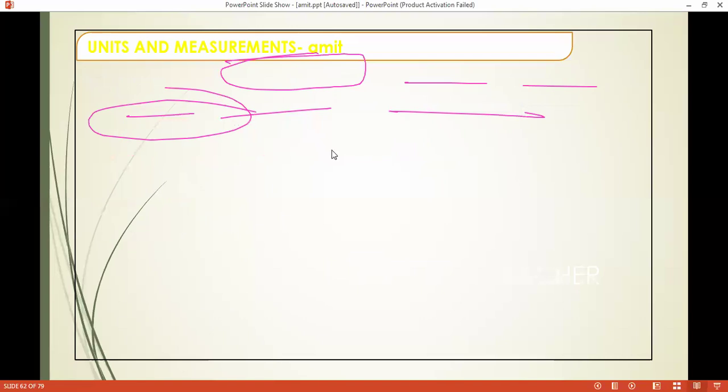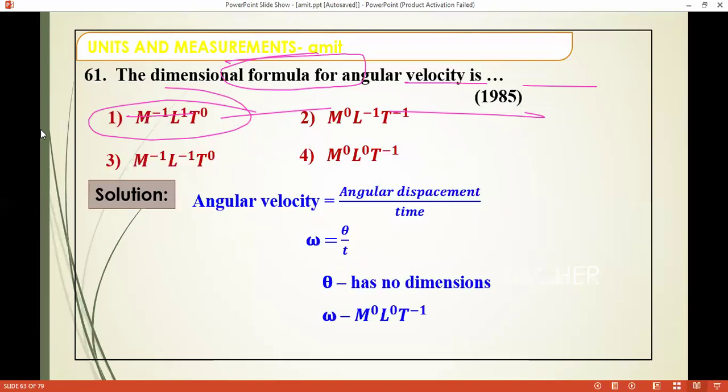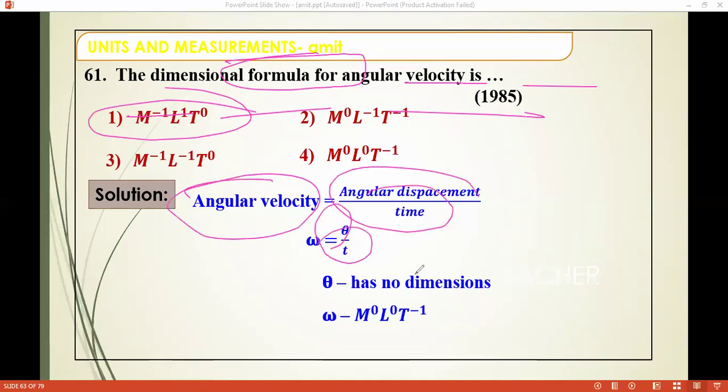Next question: the dimensional formula for angular velocity. You can find it out, it's an easy question. Angular velocity is angular displacement divided by time, theta by T. Theta has no dimension, but T has dimension, so always take care of the theta. Angular velocity has the dimension of T to the power minus 1, so you can take care of that.